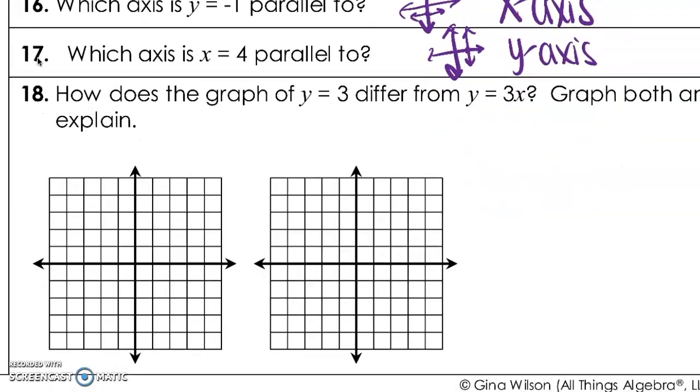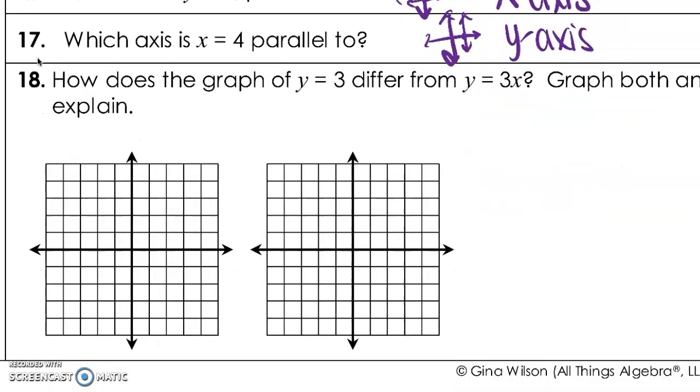18, you can have a lot of different things here. How does the graph of y equals 3 differ from y equals 3x? First of all, you should know that y equals 3 is going to be a straight across line, where y equals 3x is going to be a slanted line. So that's one way in which it is different. The slope of y equals 3 is 0. The slope of y equals 3x is 3. So you can talk a lot about their slopes.